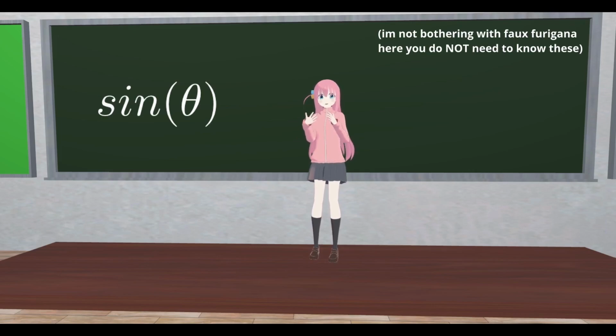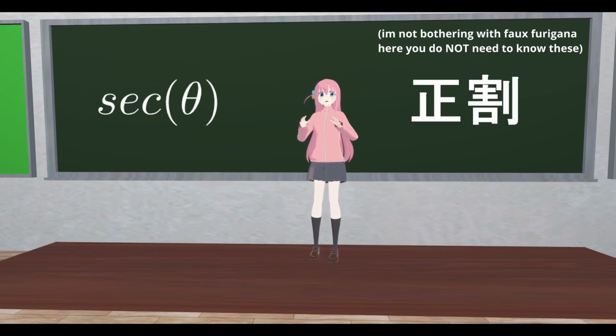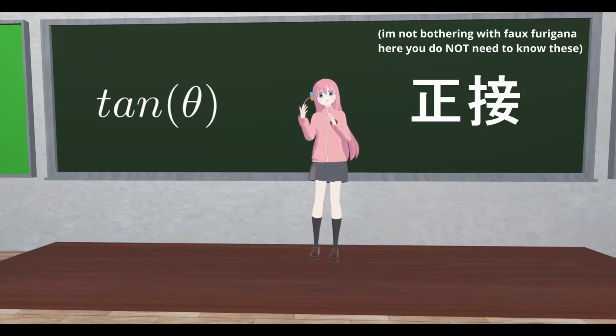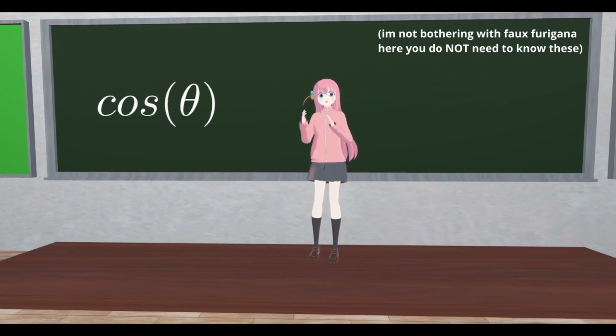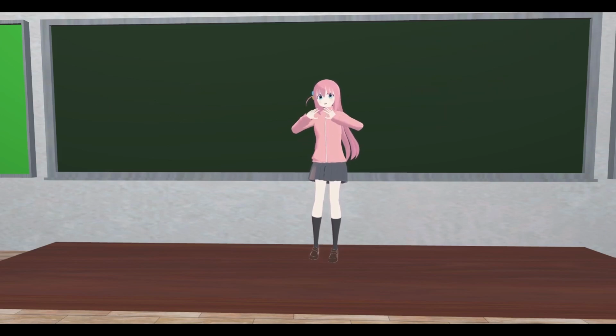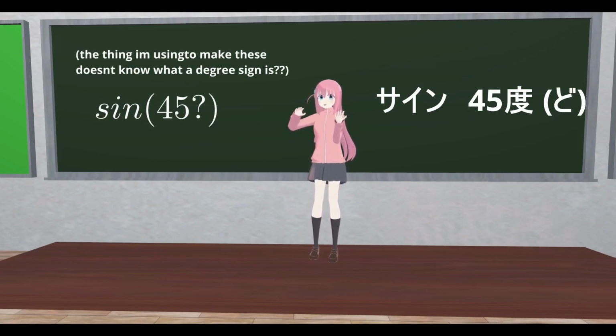So, sine is seigan, secant is seikatsu, tangent is seisetsu, and they have their equivalents. So cosine is yogan, cosecant is yokatsu, and cotangent is yosetsu. And we want to read that applied to a number. So, for example, sine of 45 degrees, you just read that as sine 45 度.